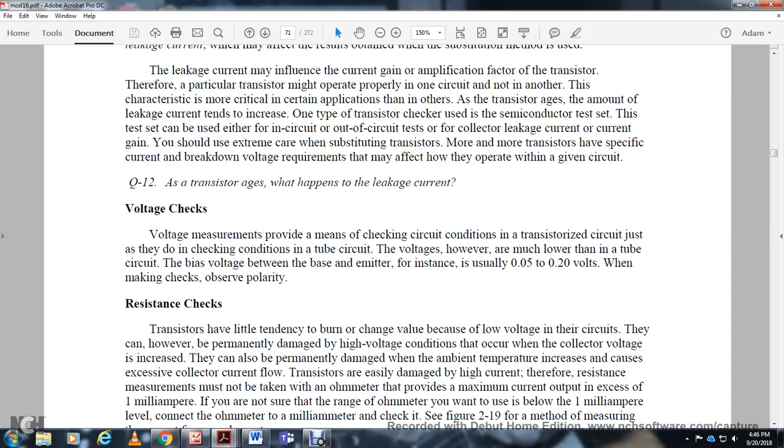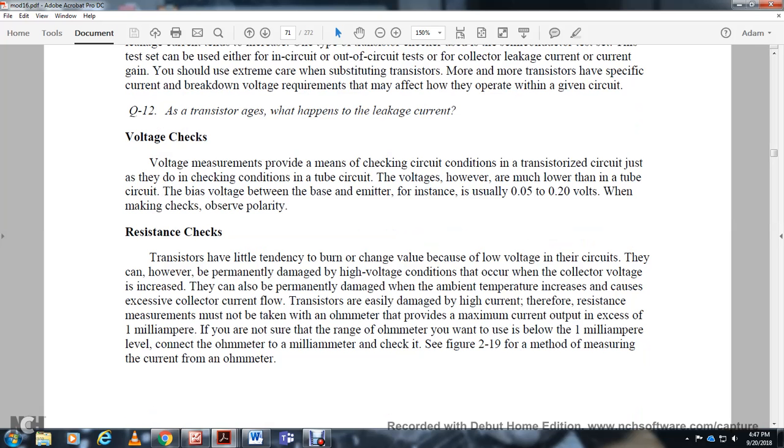Voltage check. Voltage measurements provide a means for checking the circuit condition of the transistor circuit, just as they do for checking the condition of a tube circuit. The voltages, however, are much lower than in the tube circuit, such as the bias voltage between the base and the emitter. For instance, they are usually 0.05 to 0.20 volt, and you should check for the observed polarity.